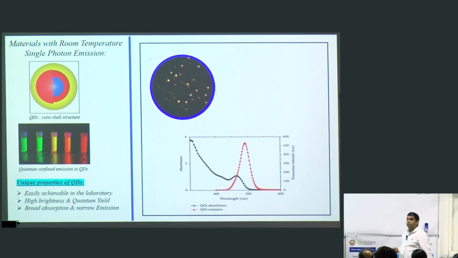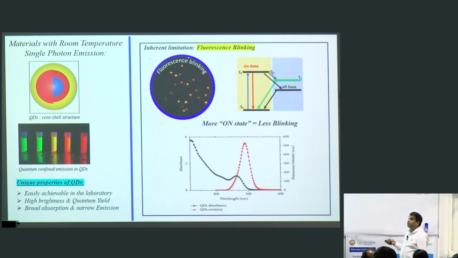Inspired by that, we were interested in whether we can design some of these kinds of materials. So we are working on some quantum dots. Then what we found out, again the same problem, is the blinking. Blinking here plays the role which deteriorates its brightness as well as the single photon emission.